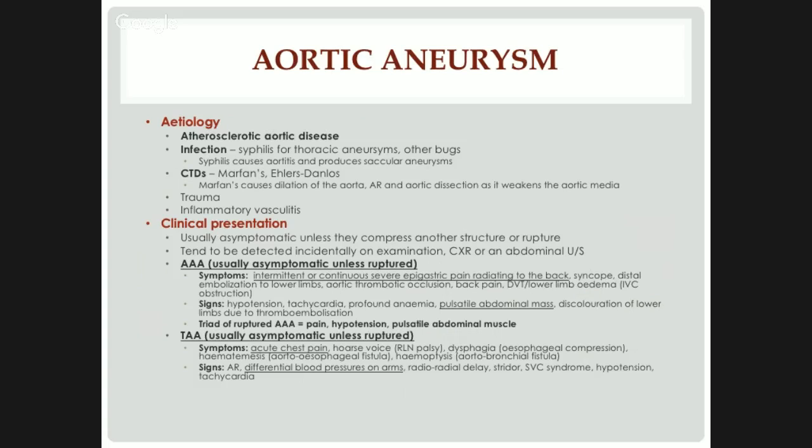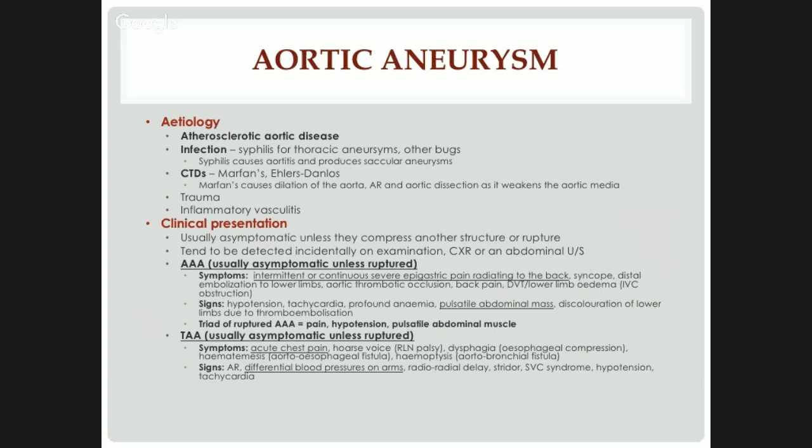Clinical presentation-wise, these things tend to either present as incidentalomas, so you'll do an ultrasound or a CT and see an aneurysm, or they're going to present with rupture. So that's how they most commonly present. In terms of an AAA, this is your buzzword presentation: you've got severe epigastric pain radiating to the back, and that can be associated with other things.